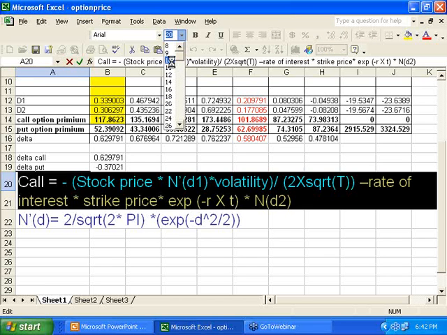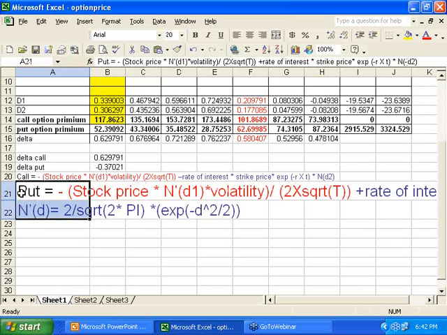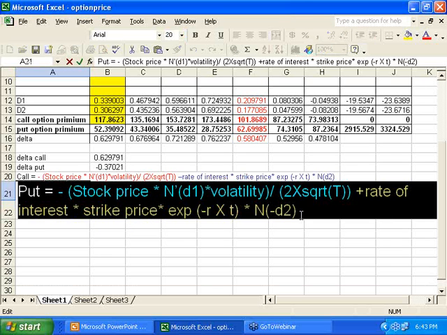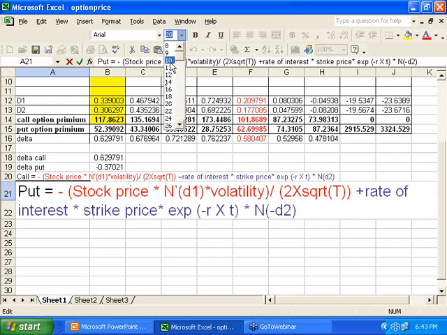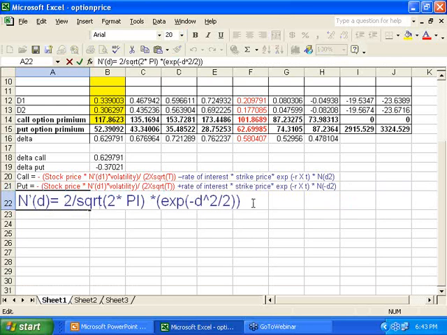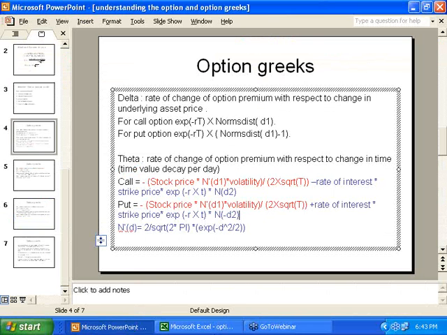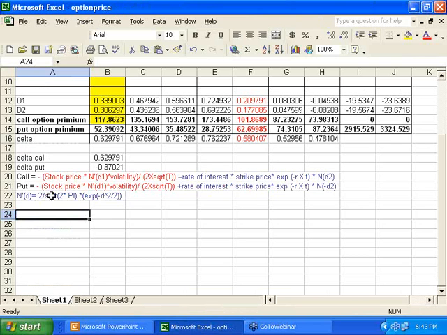So I'm just reducing its font size so that it should be visible, and this part also let me reduce so that it must be visible. So here call option and put option and theta we are finding out. So theta of call option and put option.